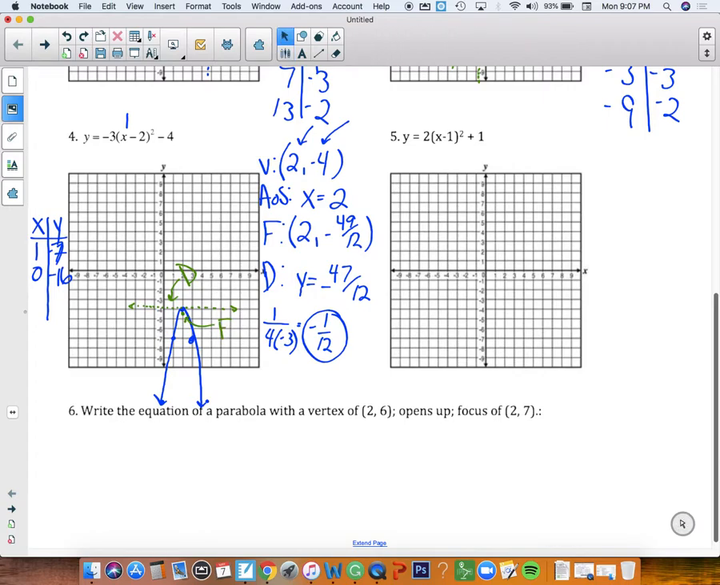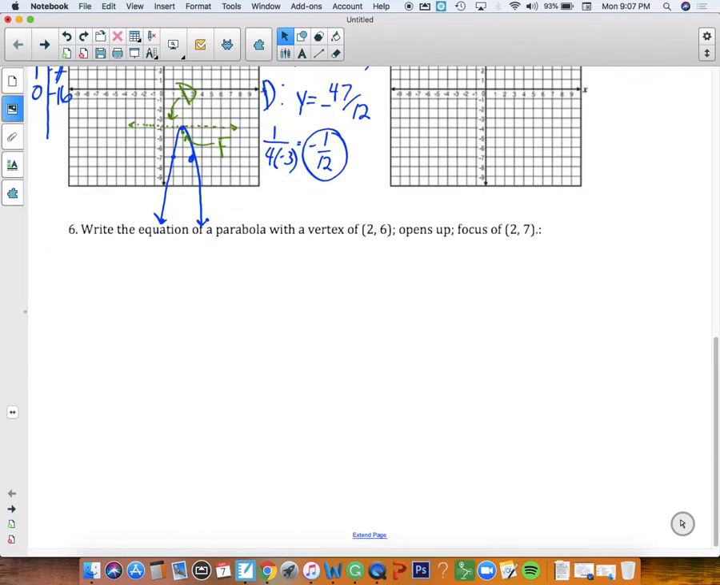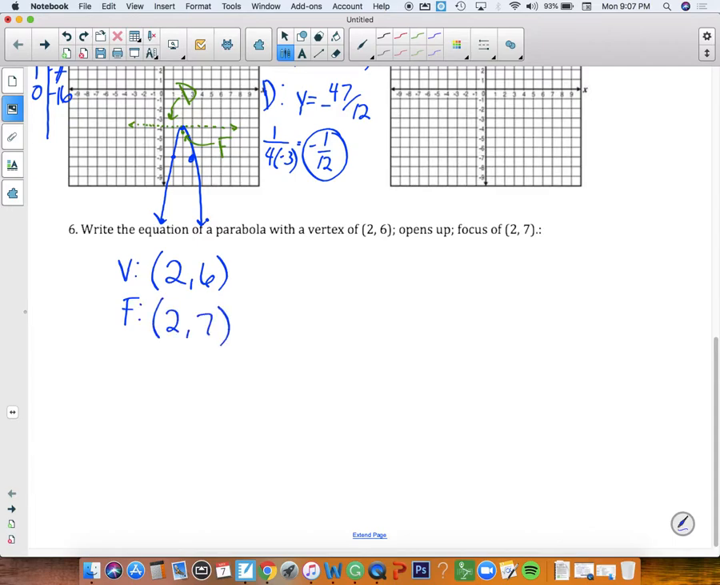So those are the graphs of the parabolas. Let's take care of this bottom equation here. We should be getting decent at these because we have done plenty of them. Okay, vertex is that. Focus is (2, 7). So you have to ask yourself again, is this going to be an x equals or a y equals? Well, you have to look at the value that changes for the points. If I'm going from (2, 6) to (2, 7), the 6 goes to a 7. That means it's a y equals.